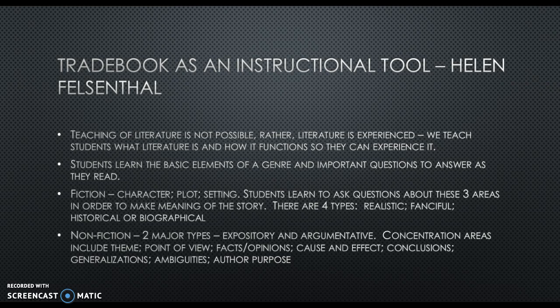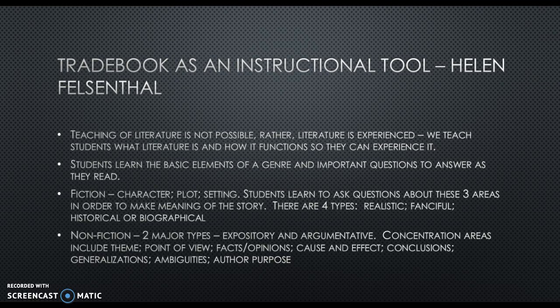So the two major, of course, genres that she looked at were fiction and nonfiction. And with fiction, really looking at character and plot and setting, those three major categories. And then students have to learn to ask questions about those three areas in order to make meaning of the story. And she also talked about the 4 different types of fiction.